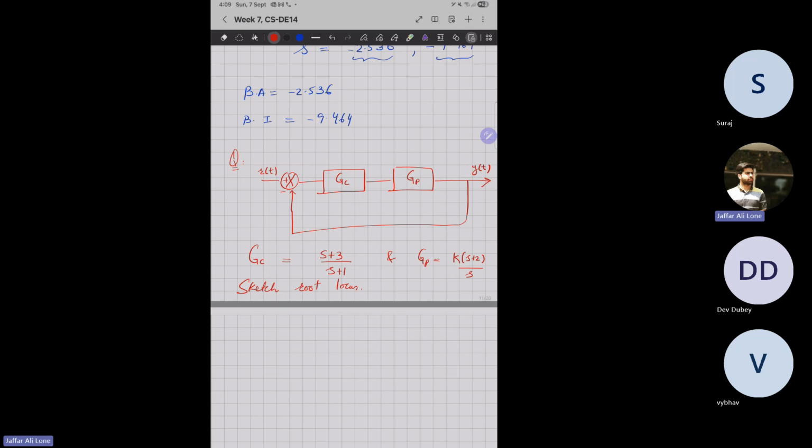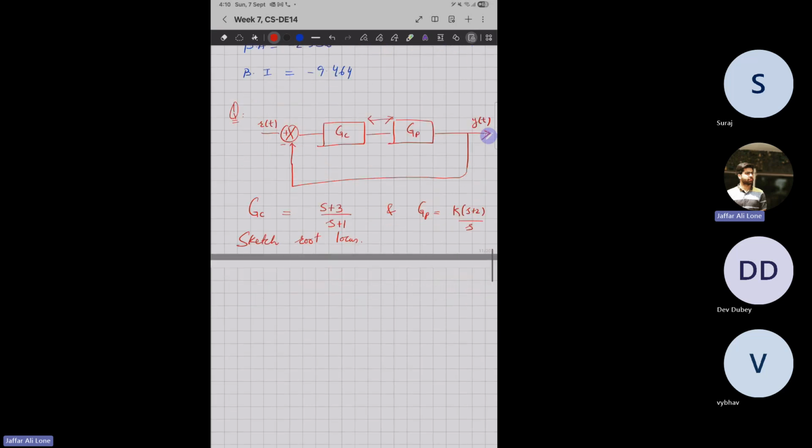So how would you do that? For this question, how would you do that? And tell me what will be the shape, right? So very simple. Just follow the steps. First of all, since they are in cascade, let's find the net transfer function, right?